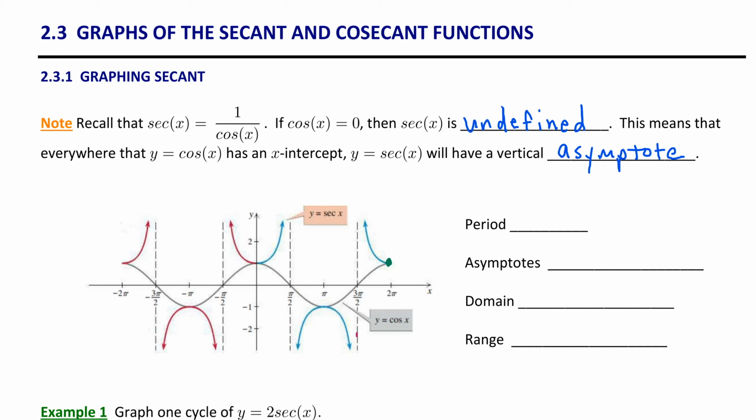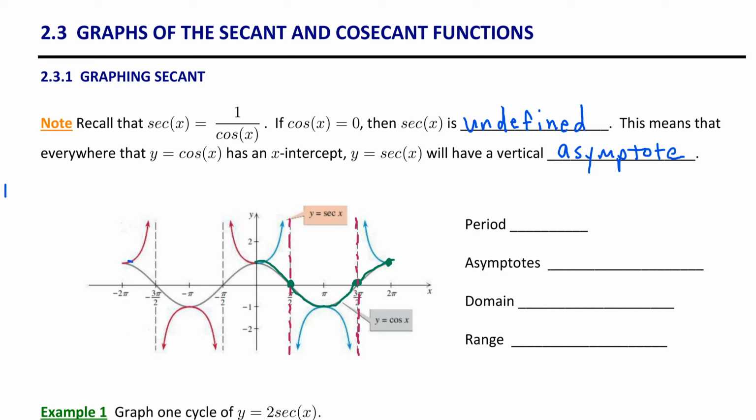So let's examine the graph of one fundamental cycle of cosine here down below. Everywhere that cosine has an x-intercept, specifically pi over 2 and 3 pi over 2, you can see that secant has a corresponding vertical asymptote. So every x-intercept of cosine of x is going to yield a vertical asymptote for secant of x.